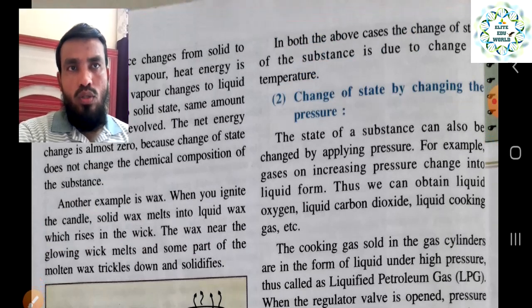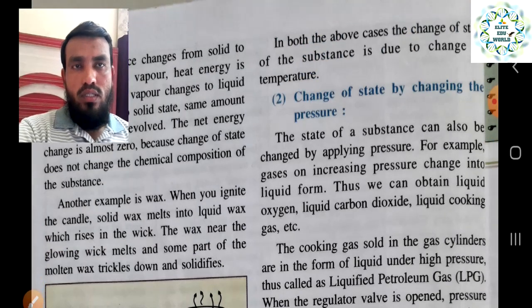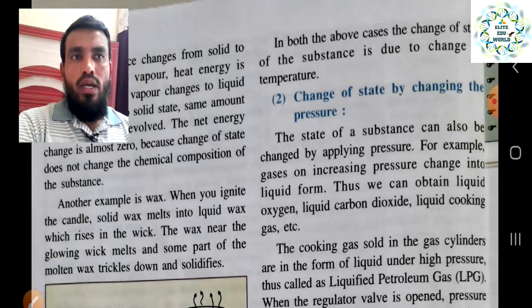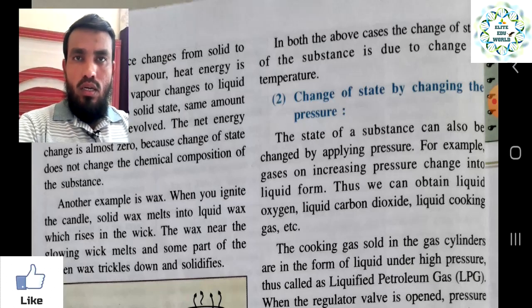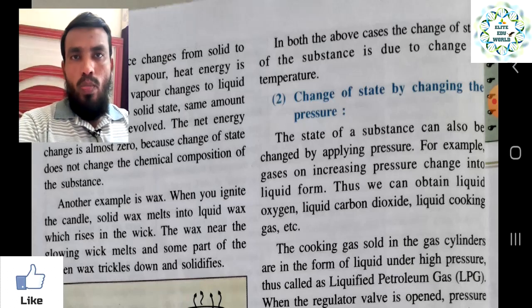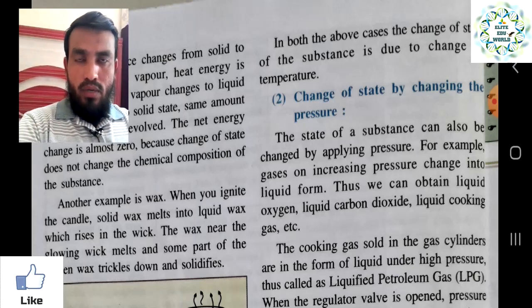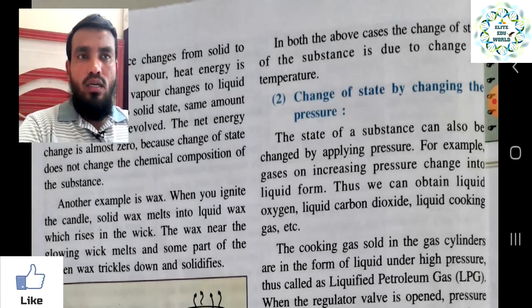In both the above cases, the change of state of the substances is due to the change in temperature, right. We can convert liquid to ice and ice again to liquid, and to get vapor we have to provide heat. So that is the reason temperature is a very important thing.